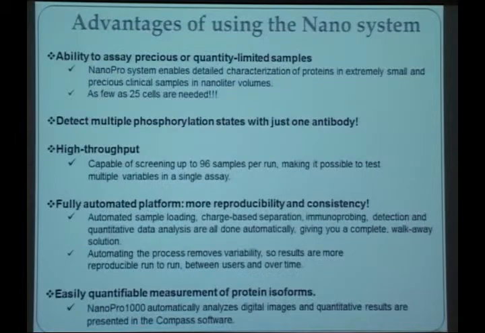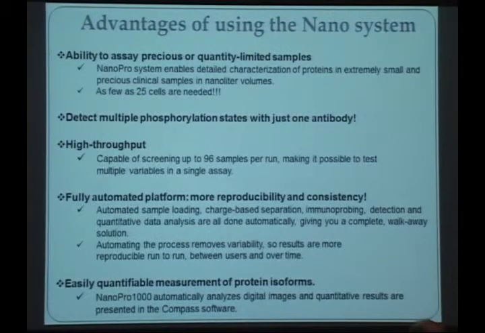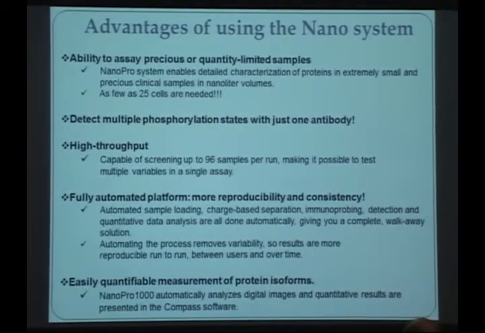So I just tried to list all the main advantages of the NanoPro system, and I'll go through it fast because I've already explained those. One, just to put this in perspective as a summary, is the ability to assay precious or quantity-limited samples. You can go down to very, very few numbers, like 25 cells, so picogram levels, really. It's data richness, so you can detect multiple phosphorylation states with just one antibody. So you're using one antibody, but you're answering several questions. And it's high throughput, highly automated, so you can run up to 96 samples per run.